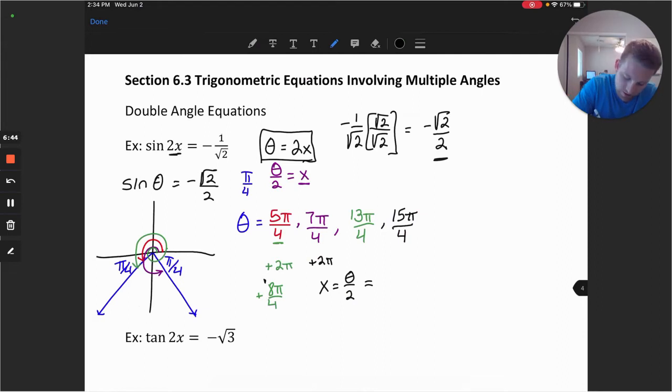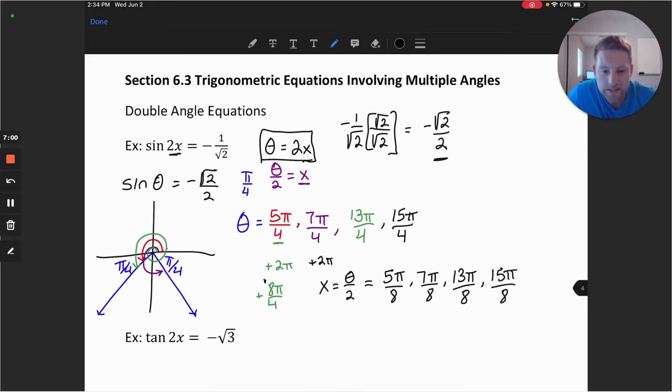So that would make these 5 pi over 8, 7 pi over 8, 13 pi over 8, and 15 pi over 8. We'll notice that each of these 4 angles are in the range of 0 to 2 pi.